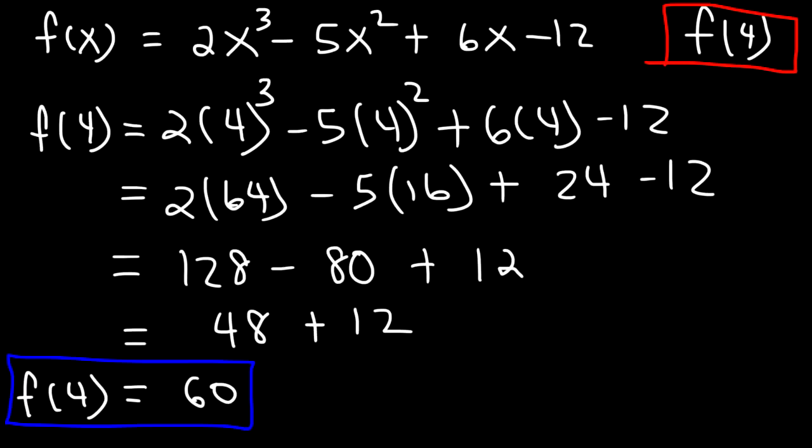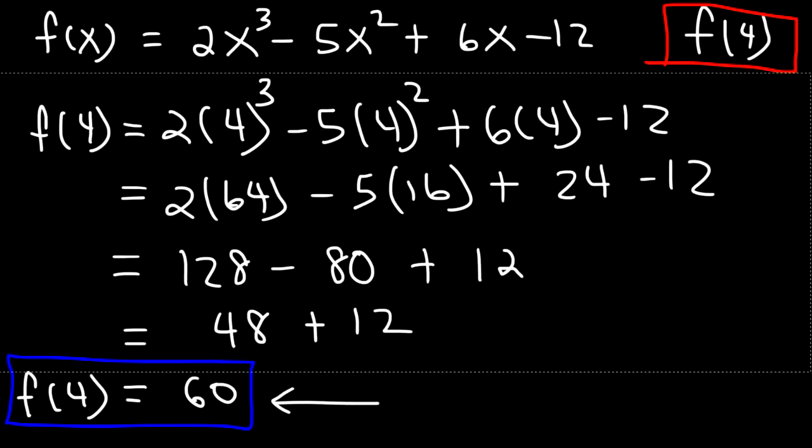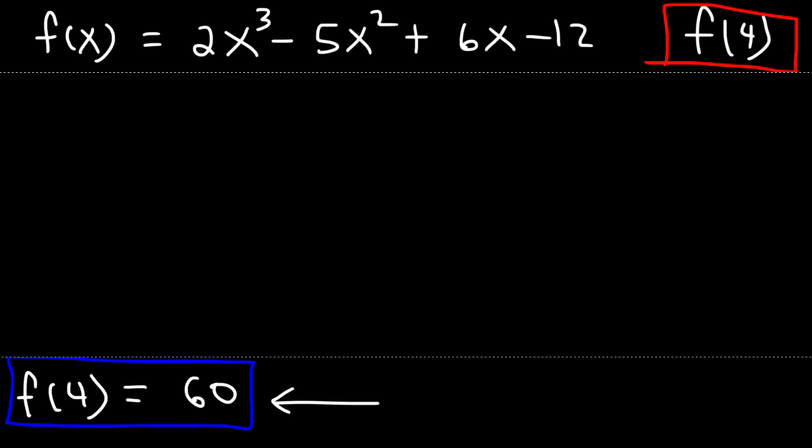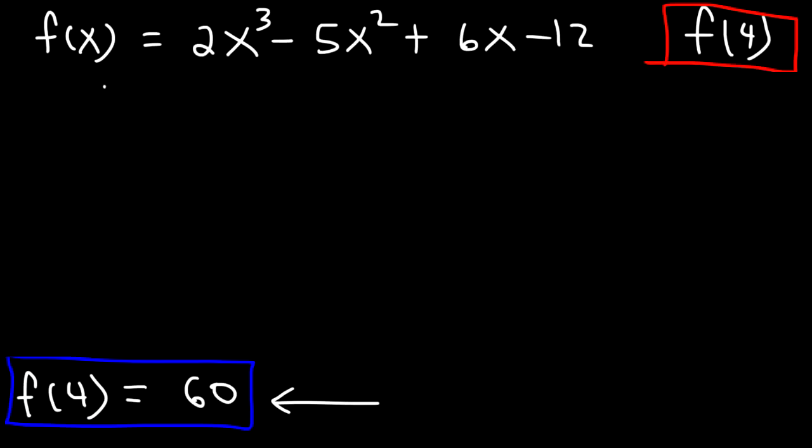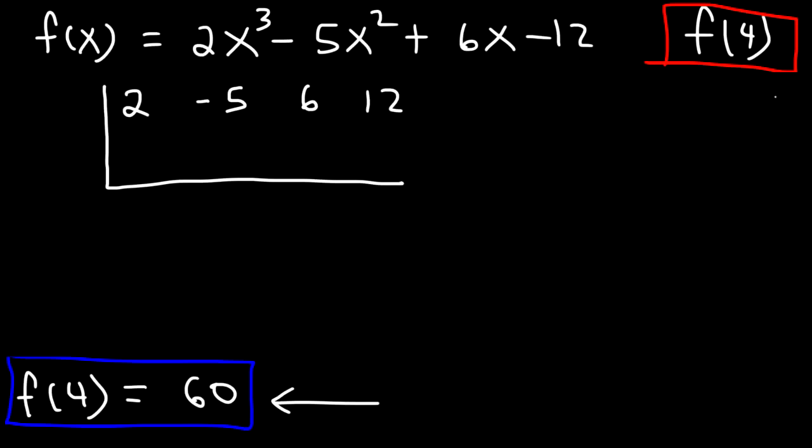Now that we have that, let's use synthetic division to confirm this answer. First, I'm going to take the coefficients of the polynomial expression and write them here: 2, -5, 6, and 12. Then I'm going to take the number 4 and write it here. First, let's bring down a 2. When doing synthetic division, remember to multiply, then add, and repeat. So multiply, add, and just keep doing that.